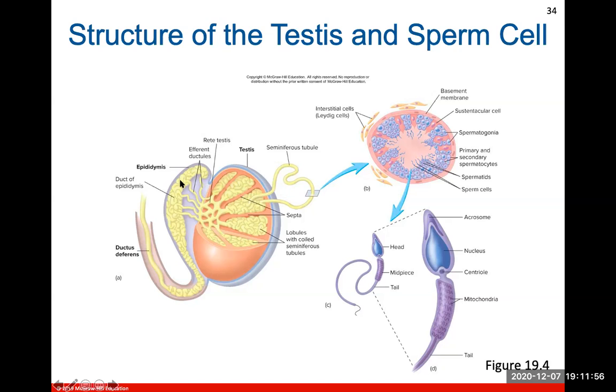Then they will travel through the seminiferous tubules to the epididymis, where they will sit and mature and eventually exit out of the spermatic cord via the ductus deferens. And here's a look at the structure of a sperm cell. The acrosome contains enzymes to help get through the layer in the oocyte, or the egg. You can see the nucleus and then the mitochondria to help provide a lot of energy for movement in the tail. Again, the sperm cell is the only cell in the human body that has a flagellum or a tail.